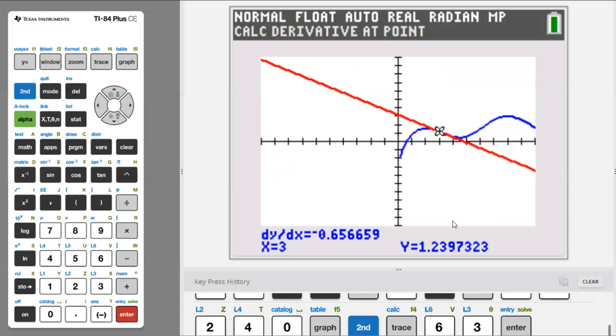Remember, the derivative is actually the slope of the tangent line. It is not the tangent line itself. They are related. The tangent line is related to the derivative because the slope of the tangent line is the derivative. But be careful. Remember, the derivative gives you the slope of the tangent line at any particular point that you are looking for. So there we go. That is derivatives using the TI-84.